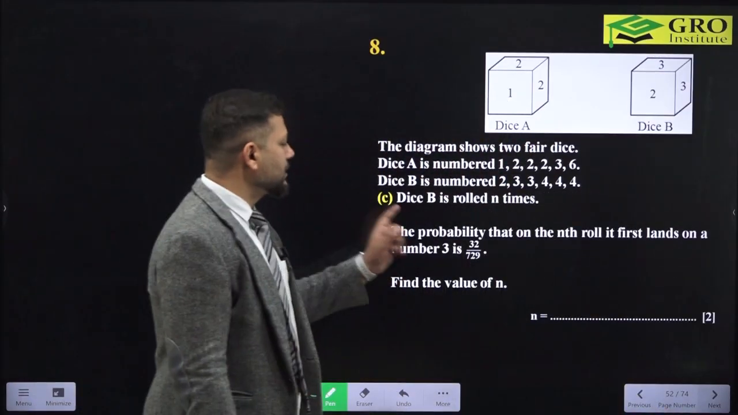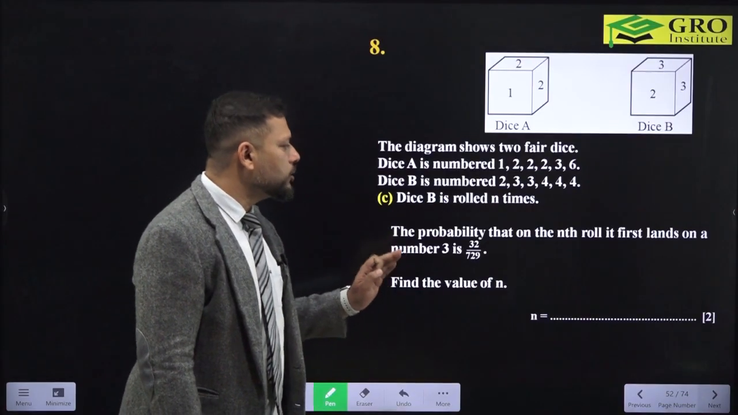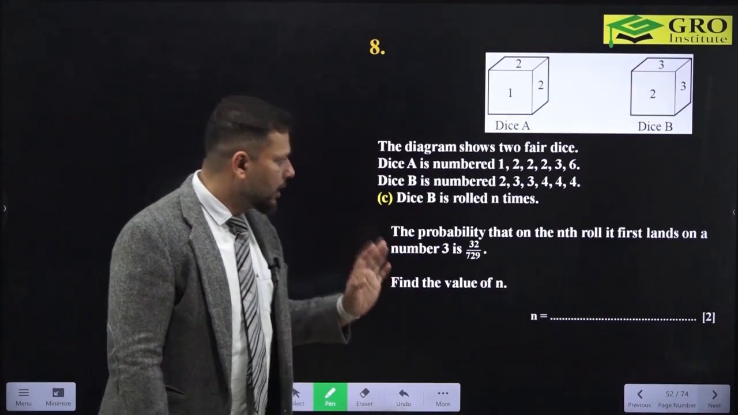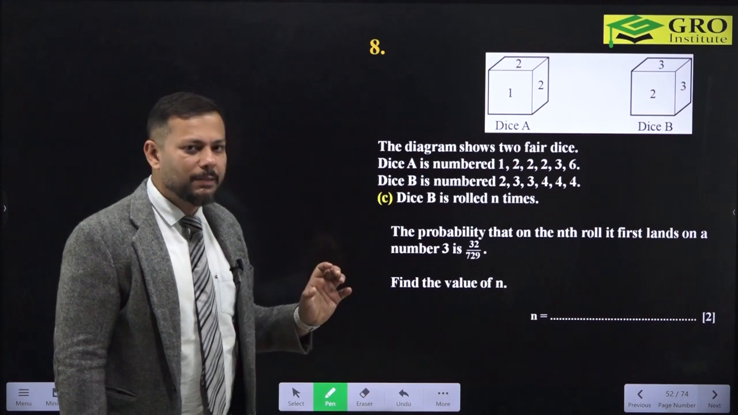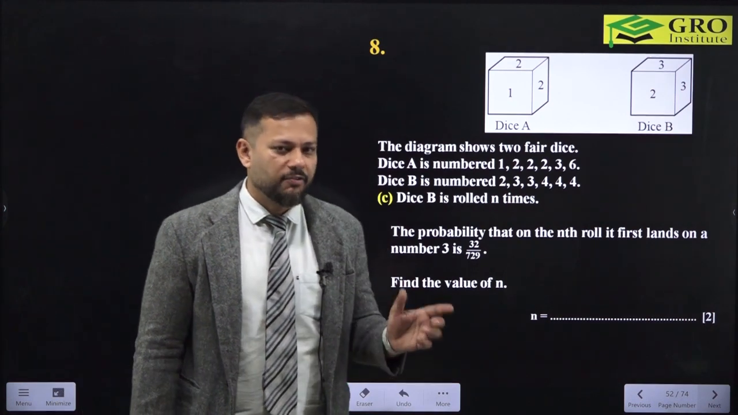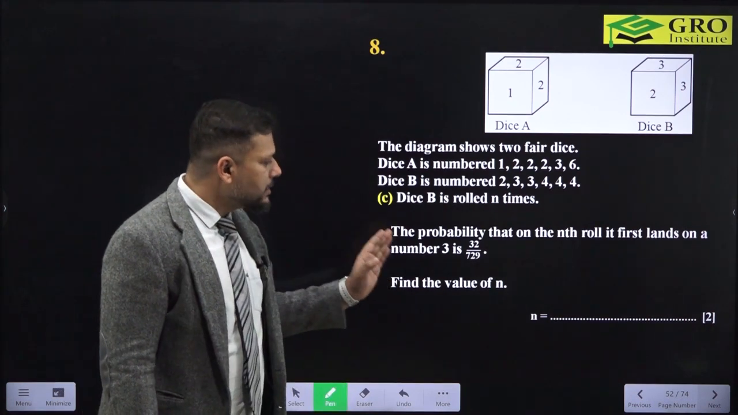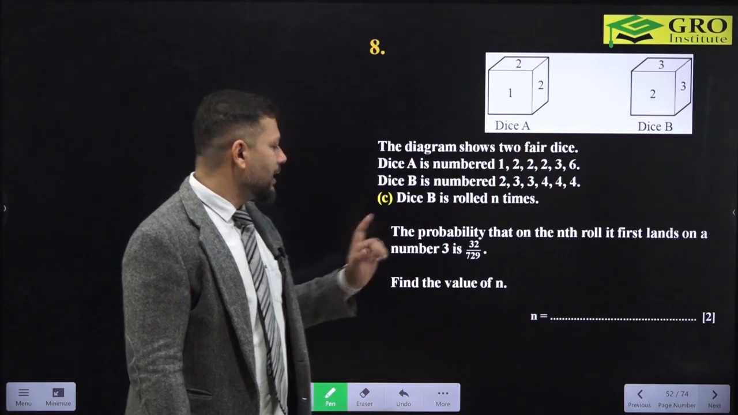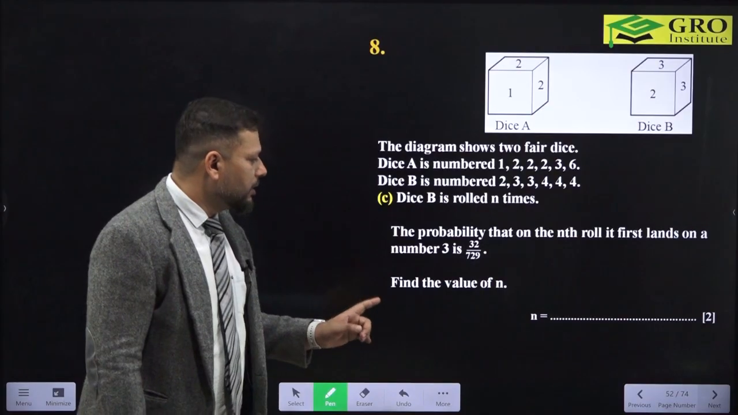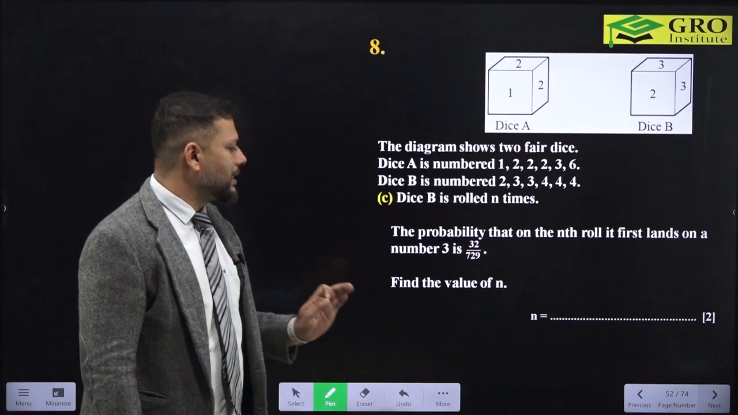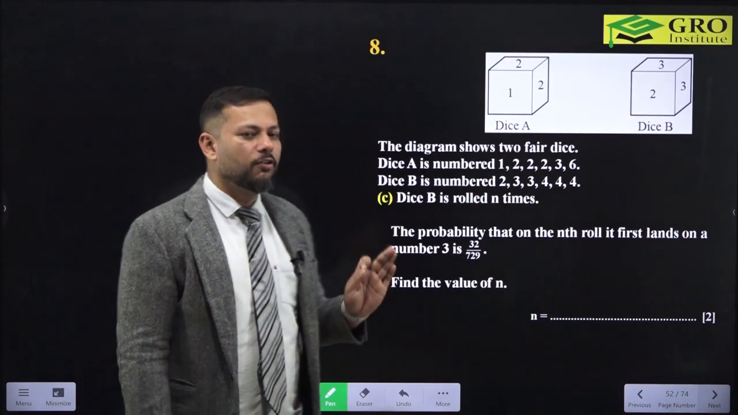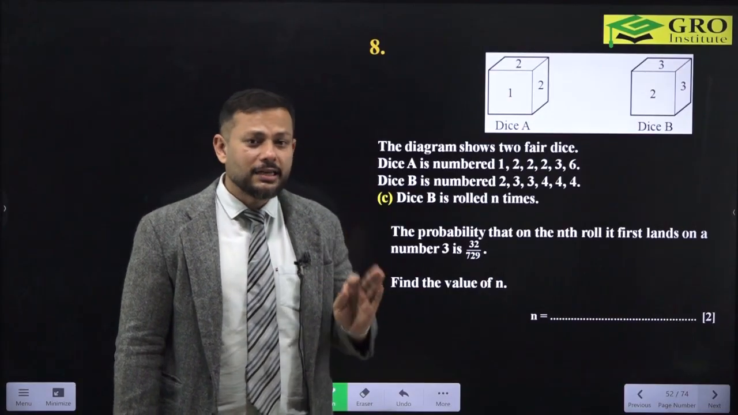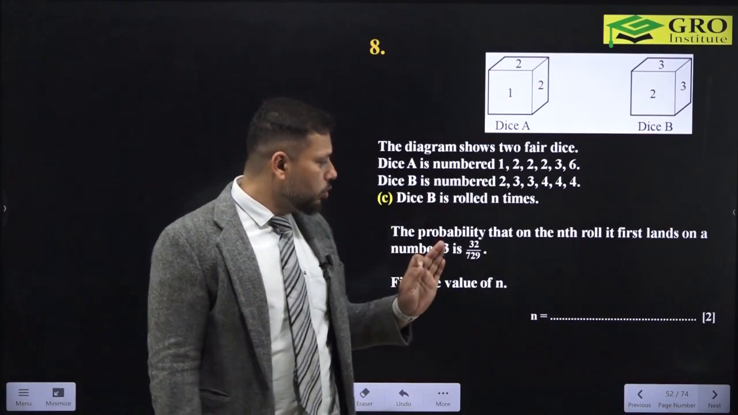Do we have another question related to probability? Yes, there is part C now. Dice B is rolled n times. Now we are talking about dice B. It has been rolled n number of times. The probability that on the nth roll it first lands on a number 3 is 32 upon 729. Find the value of n. Let us first understand this question, guys. It's a very good question.